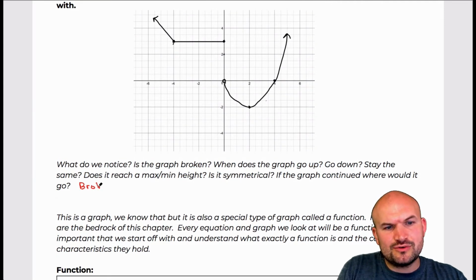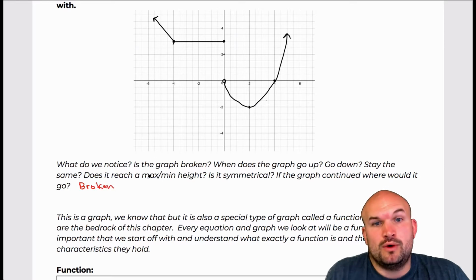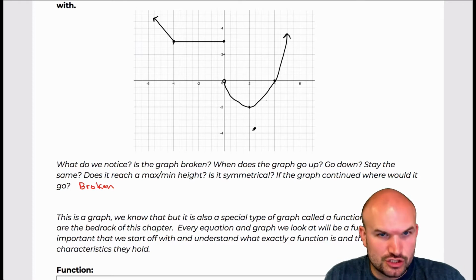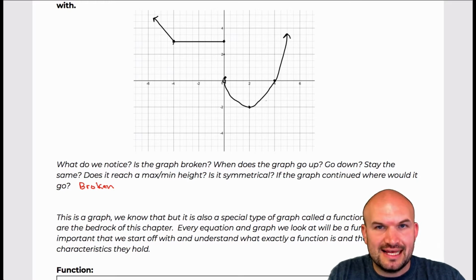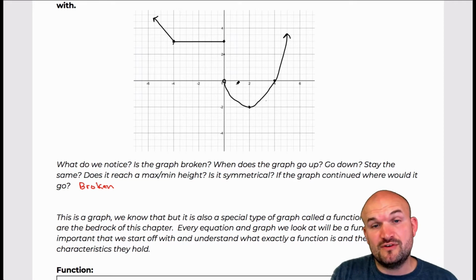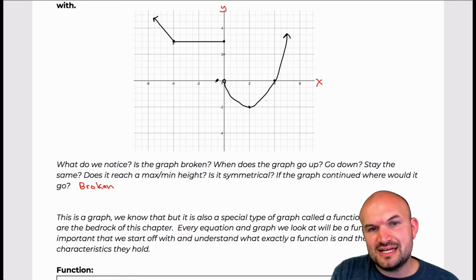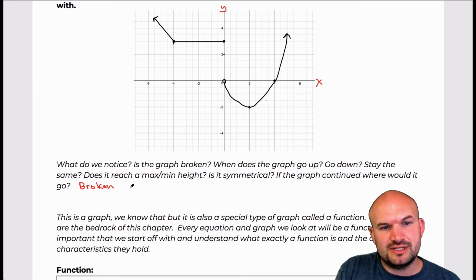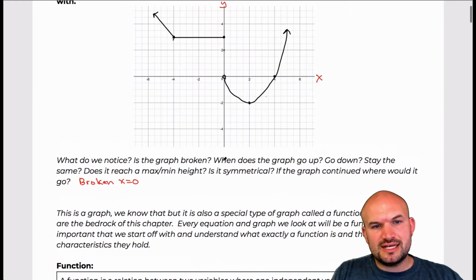When we describe where something is broken, we want to give some description. We see that it's broken right here, but how can we tell that to somebody? The best way to characterize functions is using the x values. Remember, this graph has an x and a y axis, so we can say that when x equals 0, the graph is broken.